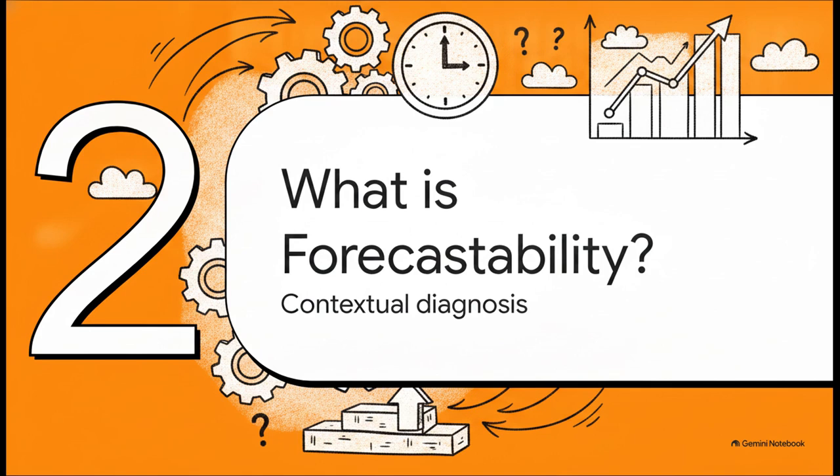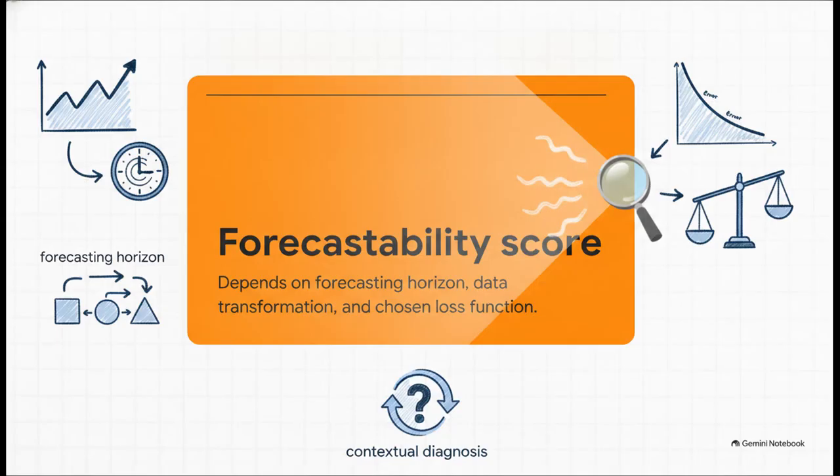What is forecastability? So what actually makes a dataset predictable in the first place? We need to be highly disciplined with our language here. The crucial point you need to take away is that a forecastability score isn't some universal magic number that's permanently baked into your series. Not at all. It is entirely dependent on the context. It changes based on your specific forecasting horizon, the data transformations you apply, and the loss function you choose to evaluate it.